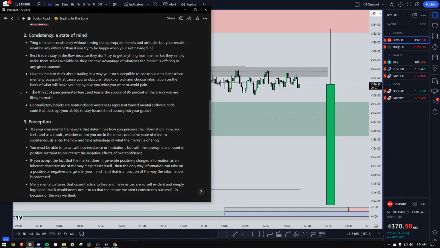So you're gonna watch that. The threat of pain generates fear, and fear is the source of 95% of errors you are likely to make. Contradictory beliefs are non-functional awareness, represented flaw, mental software code that destroys your ability to stay focused and accomplish your goals. That is key.